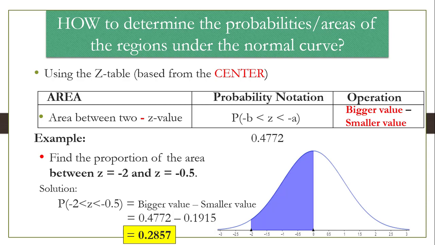0.4772, which is the area given by the z-table based from the center. So, it starts from 0 to negative 2 here. So, that is 0.4772. And the area from 0 to negative 0.5 would be given by 0.1915. So, if you want to get the area between negative 2 and negative 0.5, we subtract these areas so that we will get this area, which is 0.2858, which is this one. We're talking about this one. Okay?